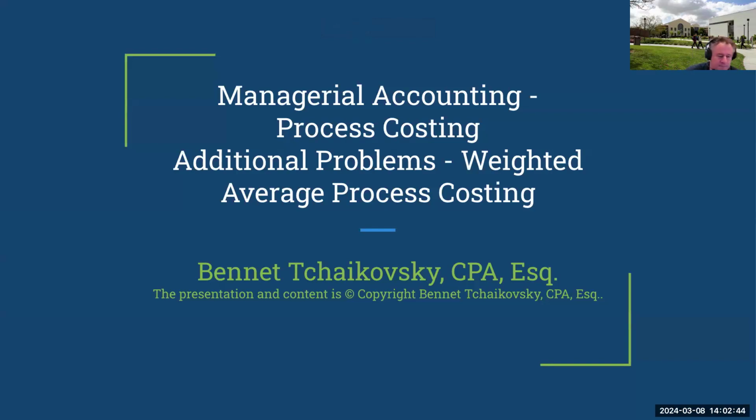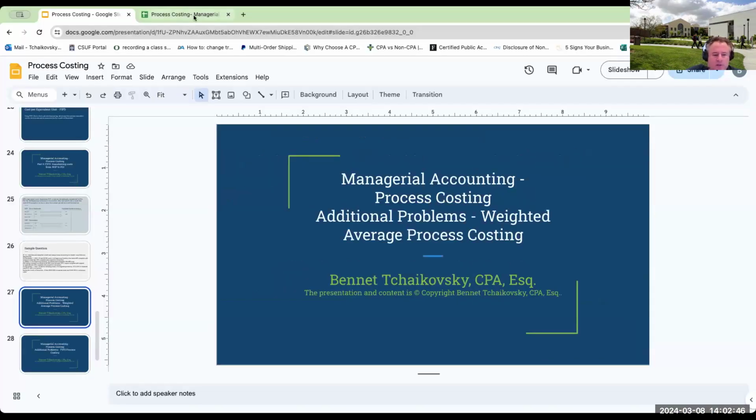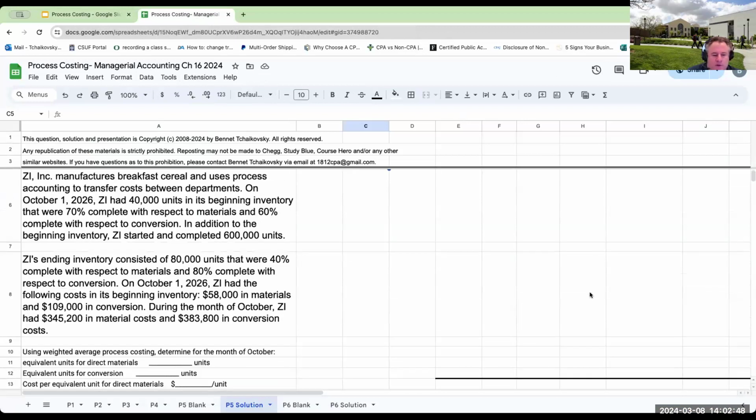So let's go ahead and get to it. So let's take a look at this over here. ZI manufactures breakfast cereal and uses process costing to transfer costs between departments. On October 1st, 2026, they had 40,000 units in beginning inventory that were 70% complete with respect to materials and 60% complete with respect to conversion.